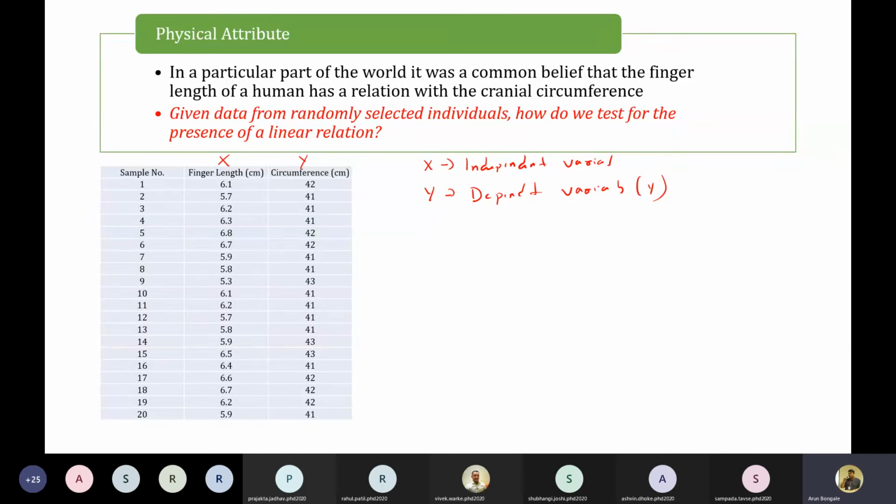Now we need to prove whether these two values have a linear relationship or not. That is what we need to prove. So how do you prove this? What is your method to prove whether they have a linear relationship or not? Any suggestions, any ideas?